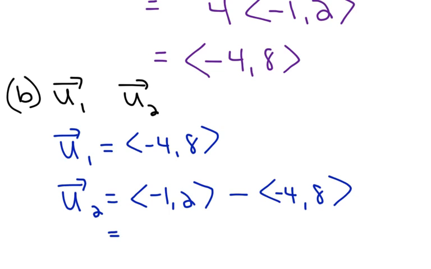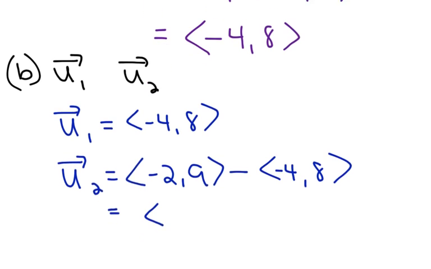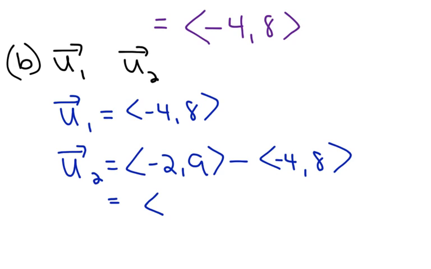Well, let's try that again, because it's not v minus the projection, it's u minus the projection. So it's negative 2, 9 minus the projection. Sorry about that. All right, negative 2 minus negative 4 is going to be 2. And 9 minus 8 is going to be 1. So u2, the vector that's perpendicular to v, is going to be 2, 1.